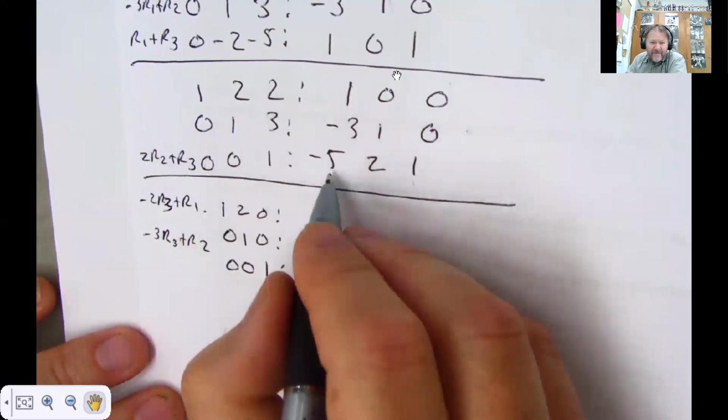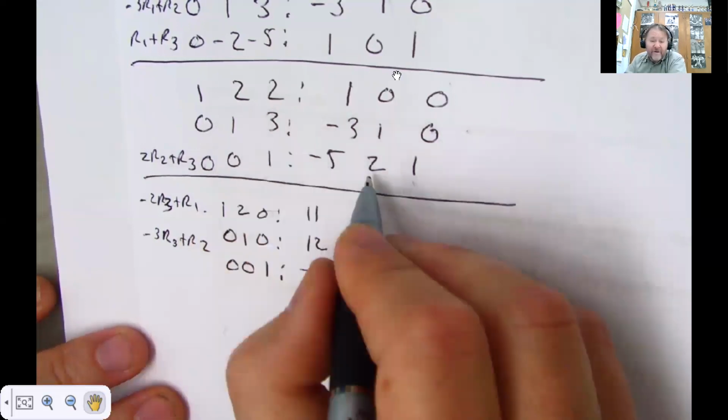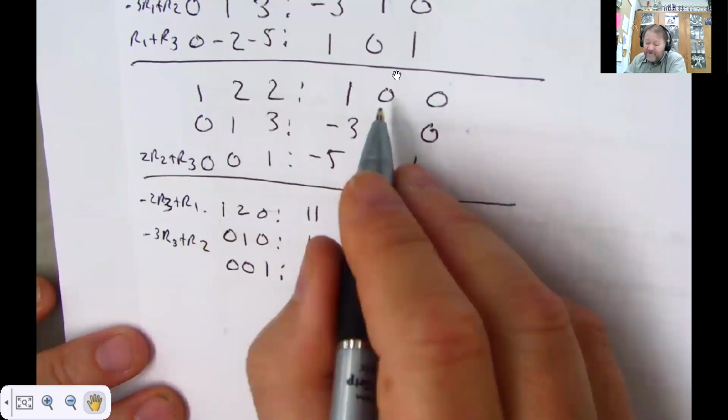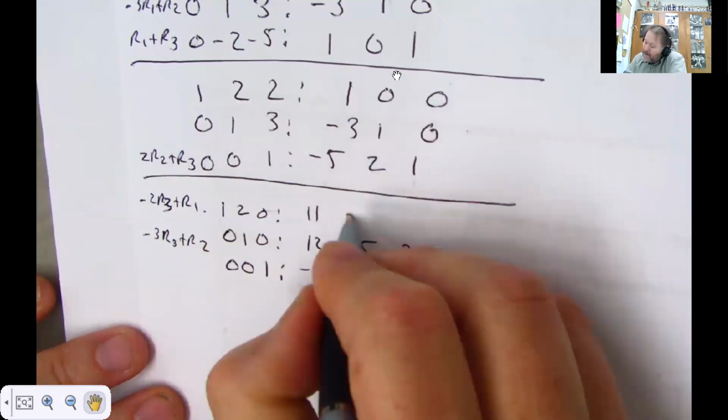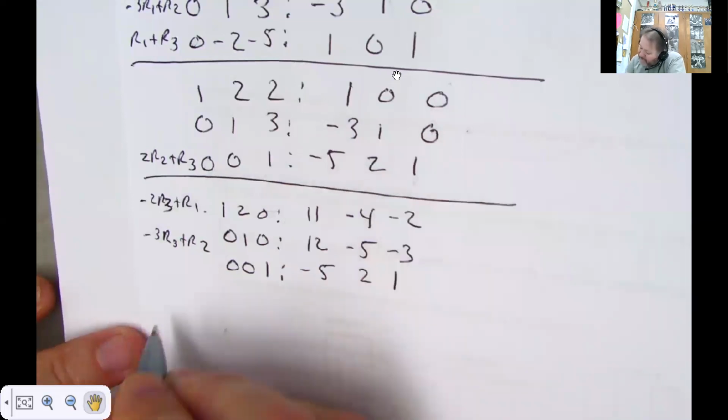Negative 2 times negative 5 is 10, and 10 plus 1 is 11. Negative 2 times 2 is negative 4, and negative 4 plus 0 is negative 4. Negative 2 times 1 is negative 2, plus 0 is negative 2. And we got our final step.